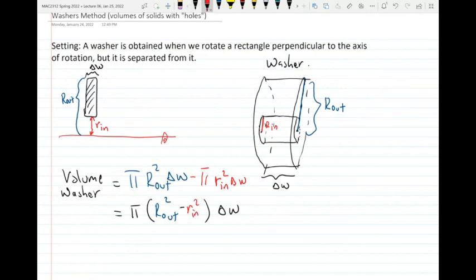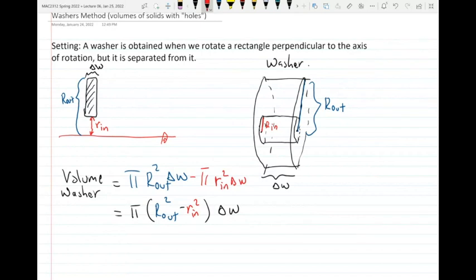So moral of the story, the way that you deal with problems like this is exactly the same thing as this method. It's just that if you have a hole, then there is an outside radius, there is an inside radius, and the formula you integrate is this one. Pi times r out squared minus r in squared. And the w becomes dy or dx, depending on the variables of integration.